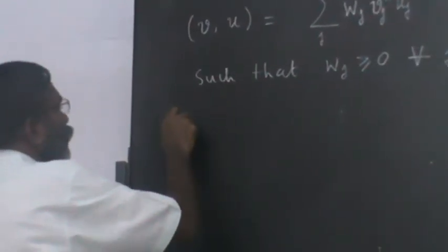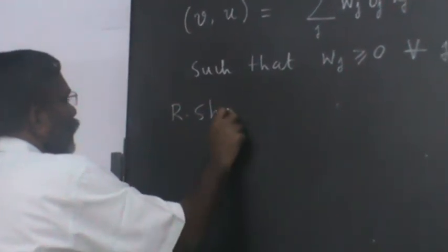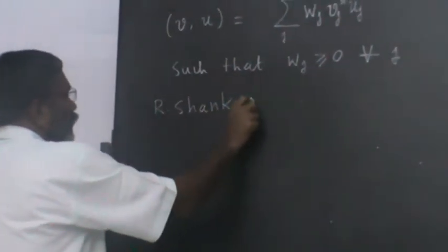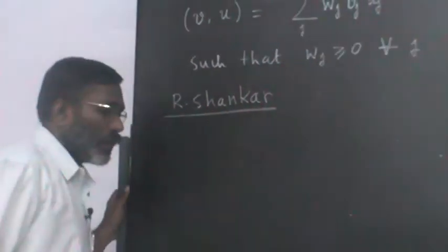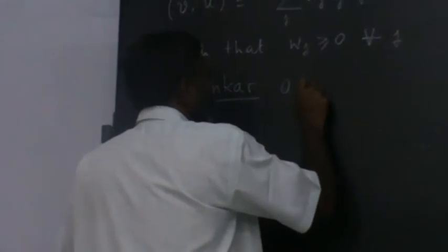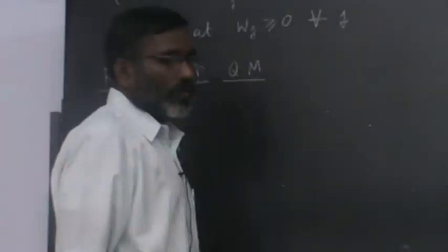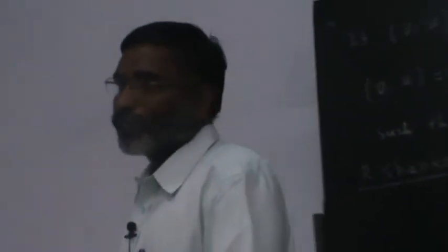Now, I will present one argument. This argument is due to R. Shankar. There is a book by R. Shankar on quantum mechanics. In the first chapter, he gives this argument to define an inner product for function spaces. When I define the inner product, I consider a finite dimensional Hilbert space, an n-dimensional Hilbert space, but n can be anything. This is the inner product that we thought is appropriate for finite dimensional Hilbert spaces.